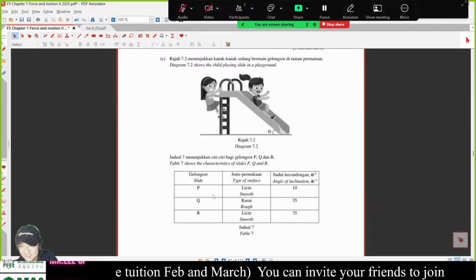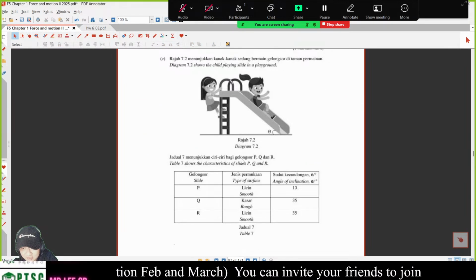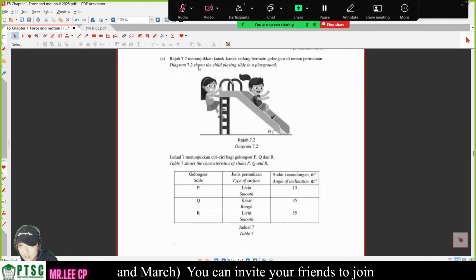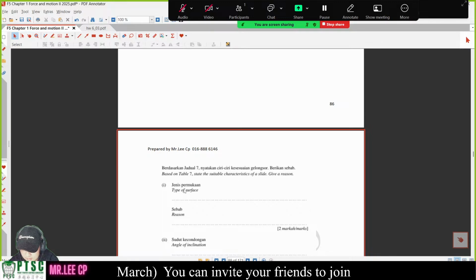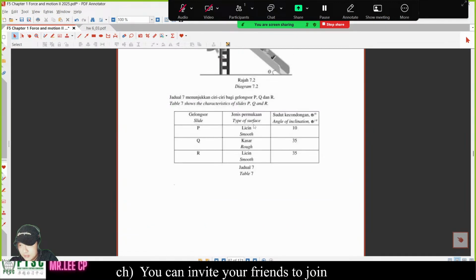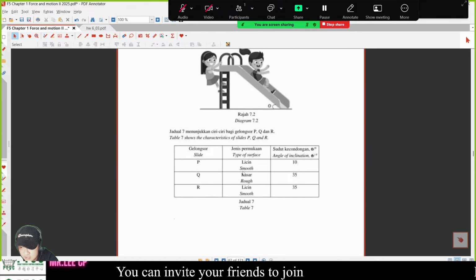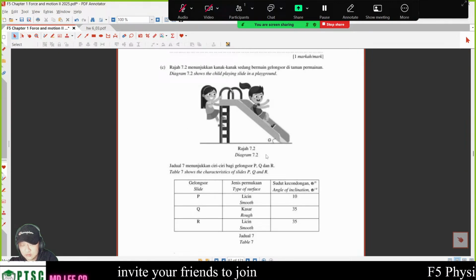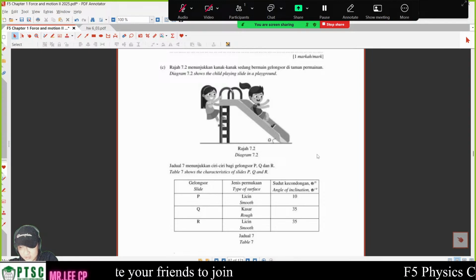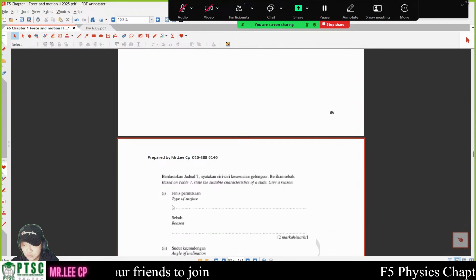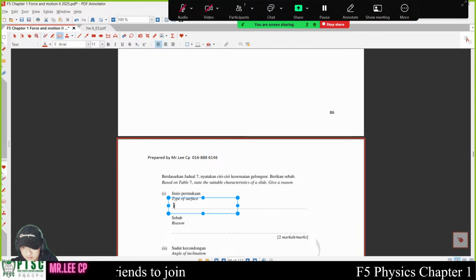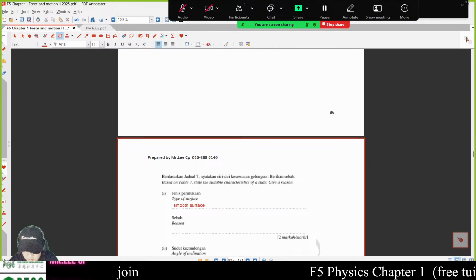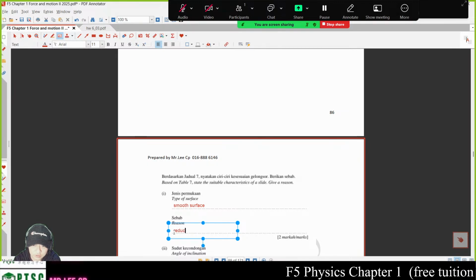Okay, now here the characteristic of PQR. Now type of the surface, all right? Type of surface, it is smooth or rough. It's smooth, so easy to go down, right? If rough, very hard to go down, right? So it is smooth, right? Reduce the friction. Smooth, right? Reduce friction.